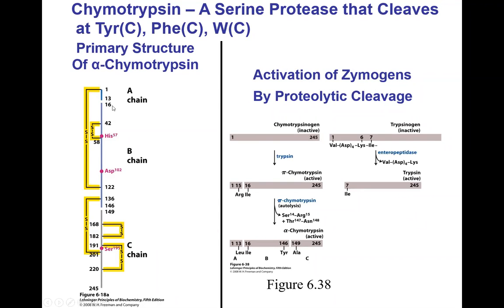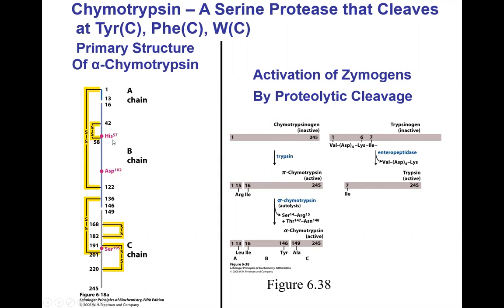Now, if you look at the mature structure of chymotrypsin, which is alpha-chymotrypsin, you will see that it is comprised of three chains, A, B, and C chains. So there are three polypeptides with three amino termini and three carboxy termini. You will also notice that there are some internal disulfide bonds, intra-strand bonds, and some that exist between the strands, right?